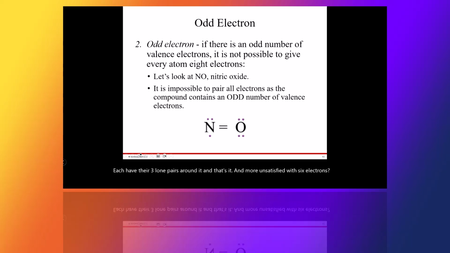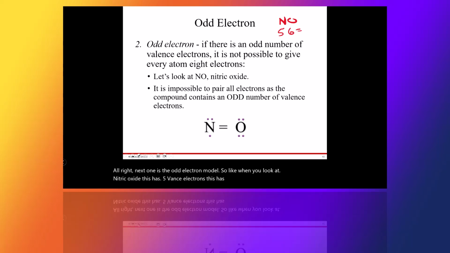All right, next one is the odd electron model. Like when you look at nitric oxide, this has 5 valence electrons, this has 6, total of 11. That's an odd number. That's the first time we've seen an odd number of valence electrons. So it's impossible to make it so that everything feels like it has 8.